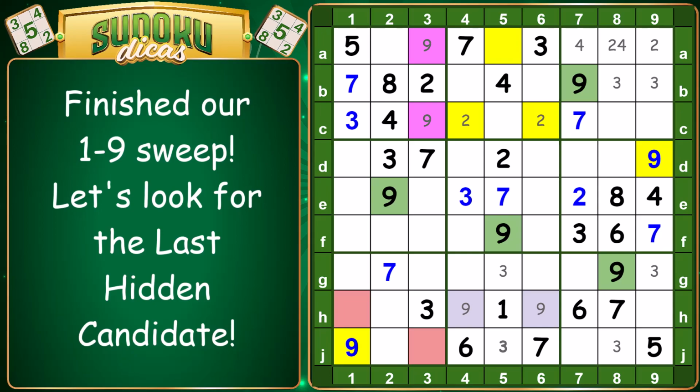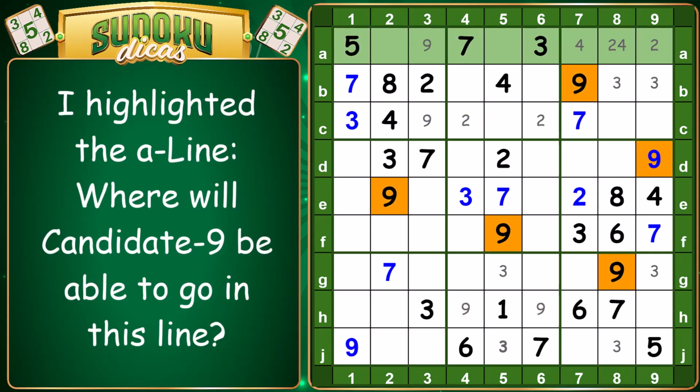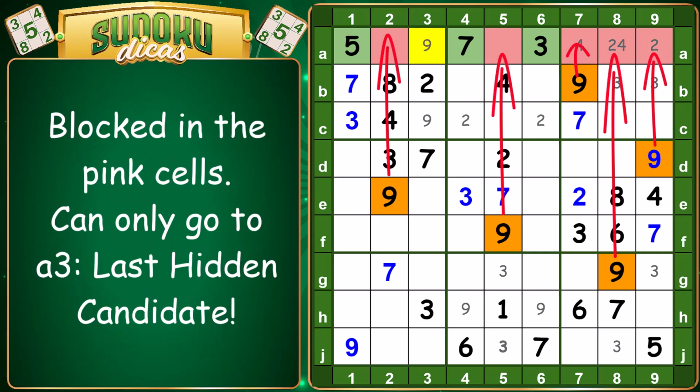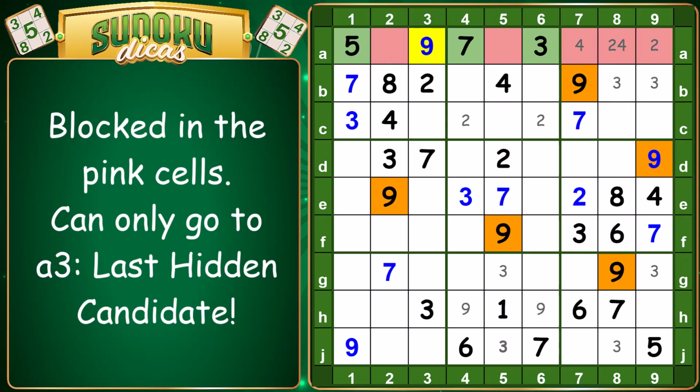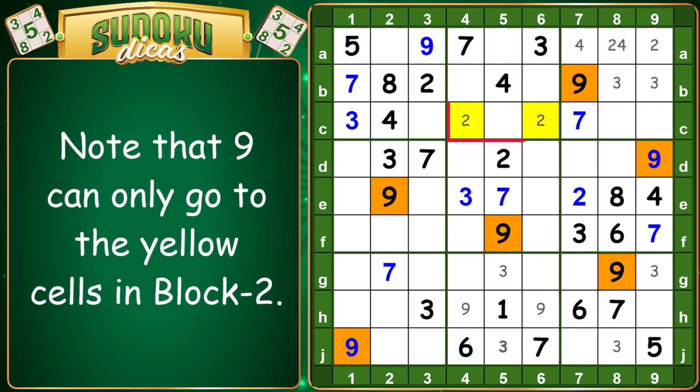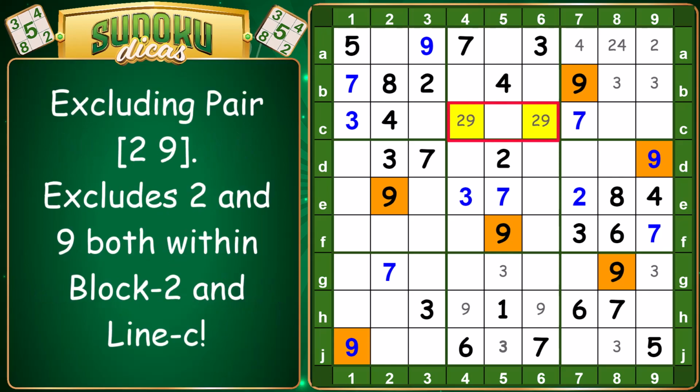Let's look for the last hidden candidate. I highlighted the line. Where will candidate 9 be able to go in this line? Blocked in the pink cells. It can only go to A3. Last hidden candidate. Note that 9 can only go to the yellow cells in block 2. Excluding pair 2 9. It excludes 2 and 9 both within block 2 and row C.